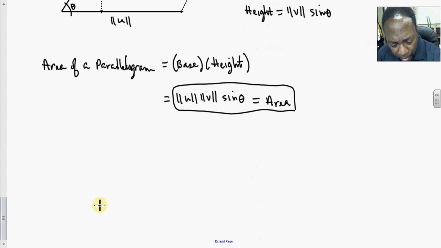So we have these two vectors. And then we're going to have this vector that's perpendicular to both of them.